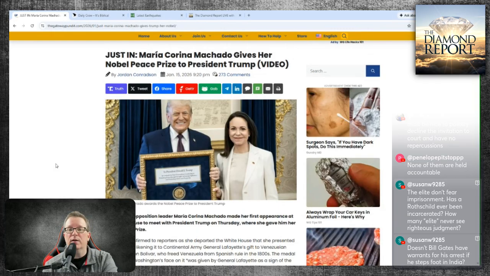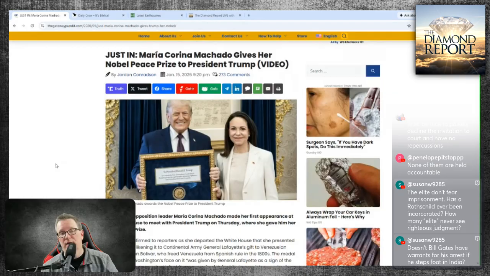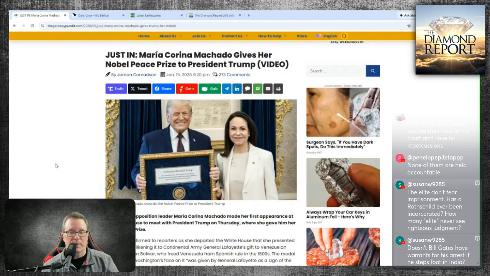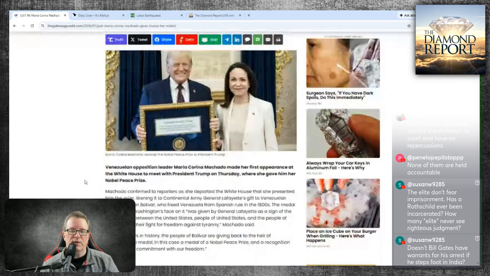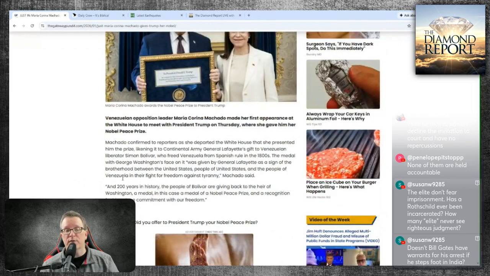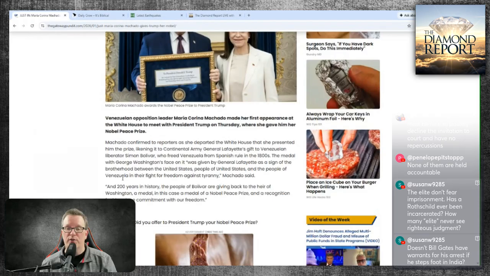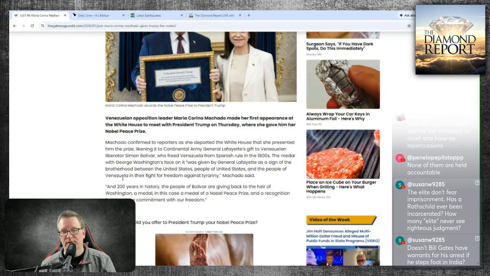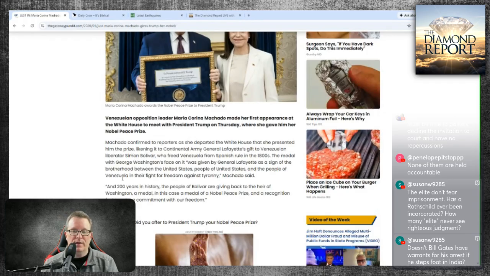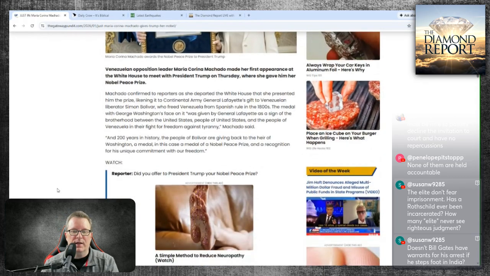Just in, Maria Corina Machado gives her Nobel Peace Prize to Trump. Venezuelan opposition leader Machado made her first appearance at the White House to meet with Trump on Thursday, where she gave him her Nobel Peace Prize. How about that? I don't think the Nobel Peace Prize folks like that too much.